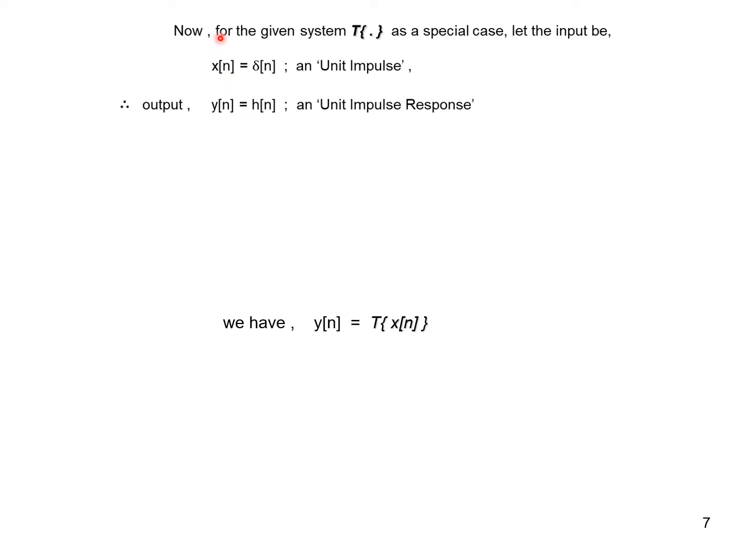We can see now, for a given system T, as a special case, let the input be x of n equal to delta n, a unit impulse. I am writing x of n as delta n, nothing but a unit impulse. Then whatever I get, y of n, is called the unit impulse response. That is, when the input is a unit impulse, its output is the response, the unit impulse response. I am going to use a very important notation now, h of n. H of n, you are going to live with all the time.